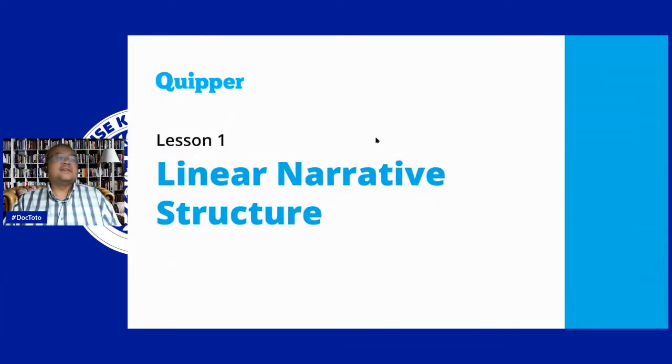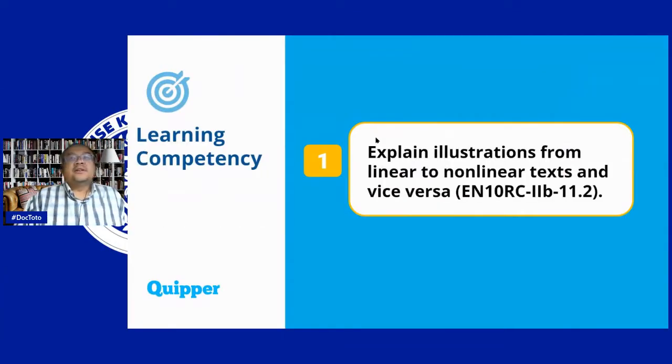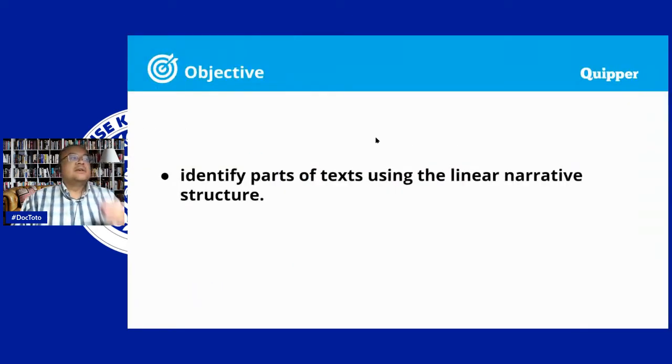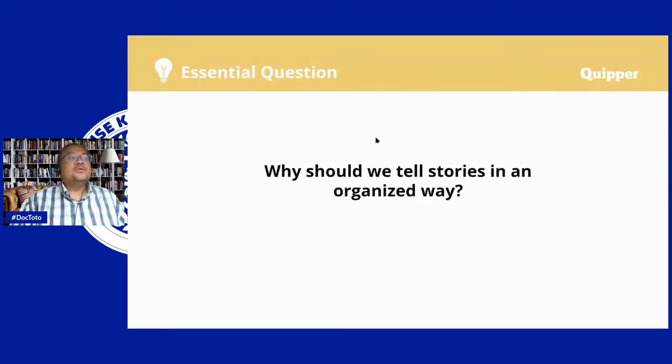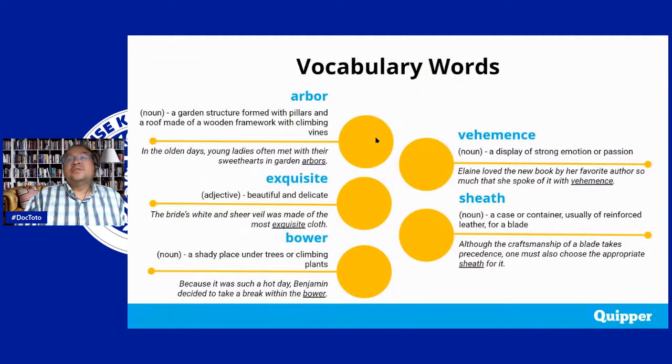and as we breeze through some of the facts that needed to be discussed, learning competency: explain the transitions from linear to non-linear text and vice versa. Identify parts of text using linear narrative structure. Why should we tell stories in an organized way? So whether it's linear or non-linear structure, it's still organized. And the reason for that is for you to have a good storyline.